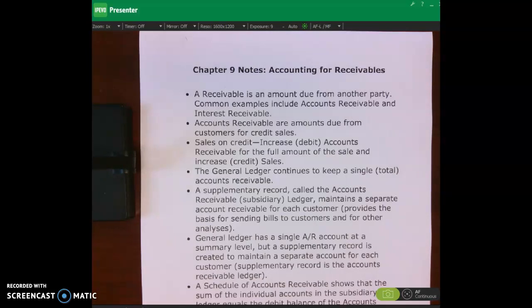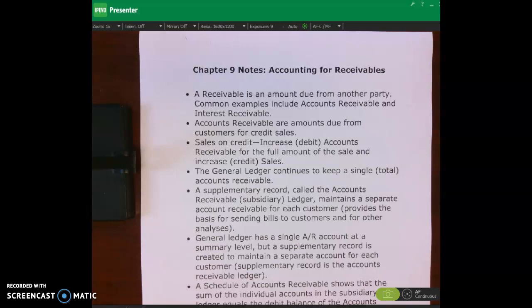All right? So let's go ahead and start. So we know what a receivable is. It's just an amount due from another party. So we make a sale on credit, for example. And again, the whole idea of making a sale on credit would be I sell someone a product. I'm a company, I'm the UMW bookstore, and I sell something to someone, and then they say, I can't pay you now, I want to pay you in a month.